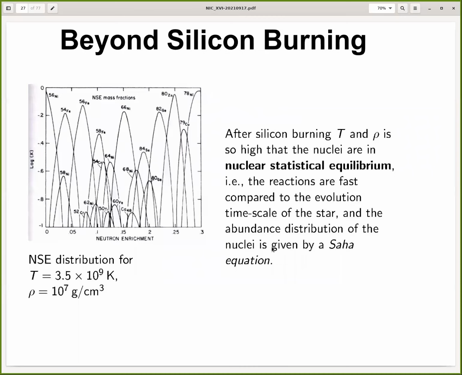And then once you get to the point after all the silicon is being burned, you're typically in an environment where the reactions between the nuclei go extremely fast. So we are in a state that is referred to as nuclear statistical equilibrium.